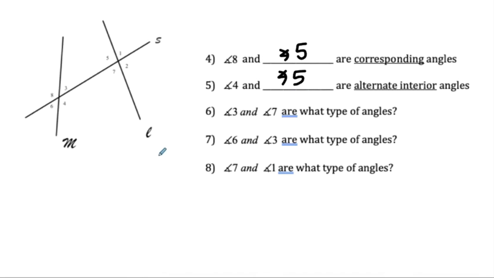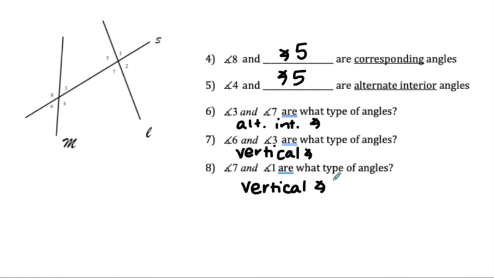All right, then in naming the angles, 3 and 7. All right, so they're on the inside of the two lines, but on opposite sides or alternate sides of the transversal. So those would be alternate interior angles. Alt-int, okay? Angles 6 and 3, those are the ones we've been working on most of the year, vertical angles. And 7 and 1 are also vertical angles. Okay, so hopefully that felt pretty good to you.